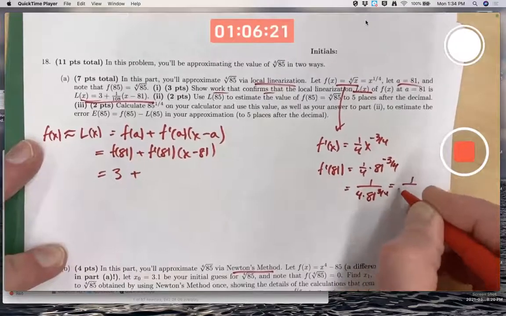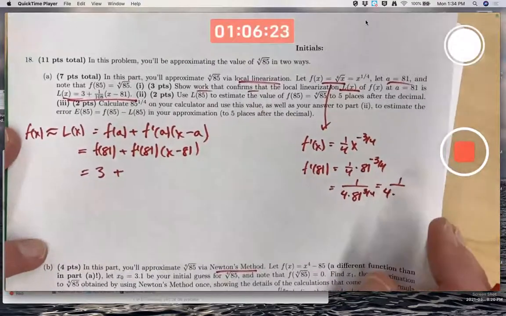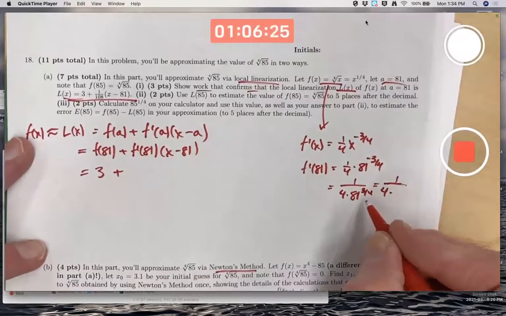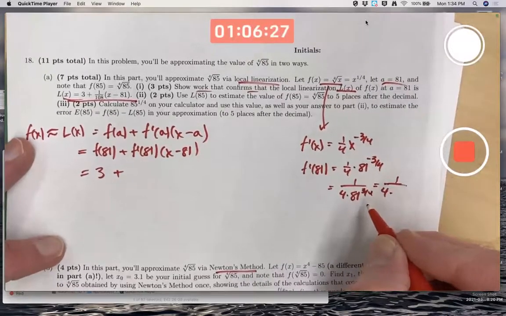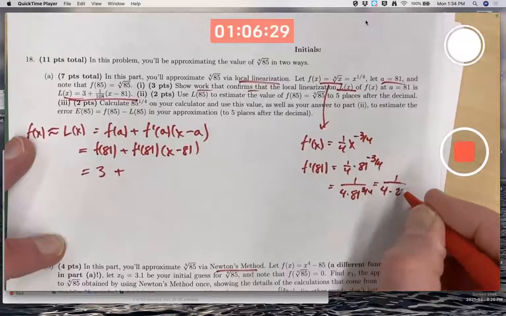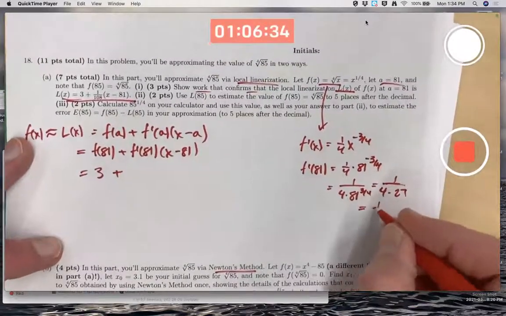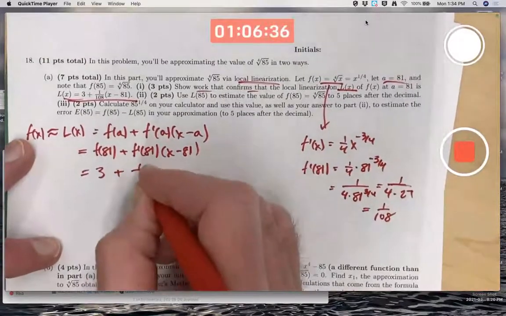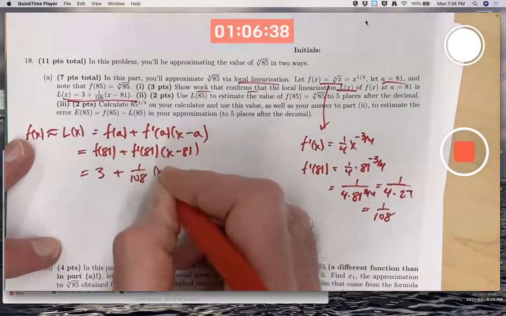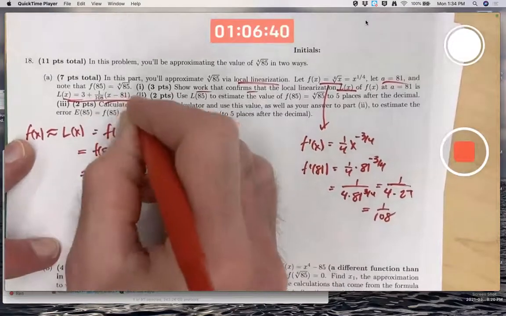81 to the 1/4 is, like we just said, 3. So 81 to the 3/4 is 3 cubed, 27. And your calculator will confirm that. And yeah, that's 108. So this is 1 over 108 times x minus 81. I told them the answer, and they're just confirming it.